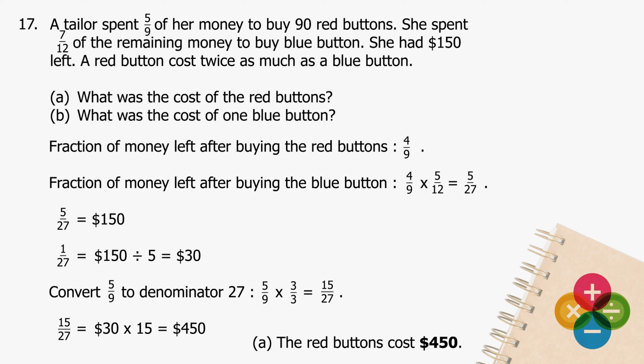Convert 5 ninths to denominator 27 will be, multiply 5 ninths by 3, and the product is 15 over 27. 15 over 27 will be, multiply $30 by 15, and the product is $450. A. The red buttons cost $450. The cost of 1 red button will be, divide $450 by 9, and the quotient is $5. The cost of 1 blue button will be, divide $5 by 2, and the quotient is $2.50. B. 1 blue button cost $2.50.